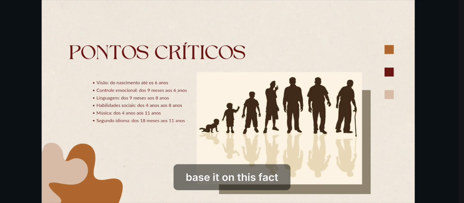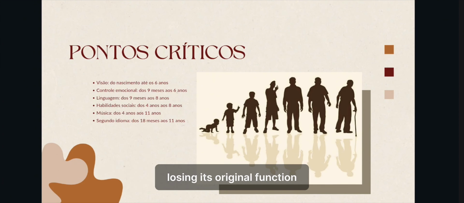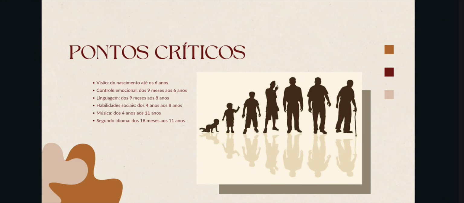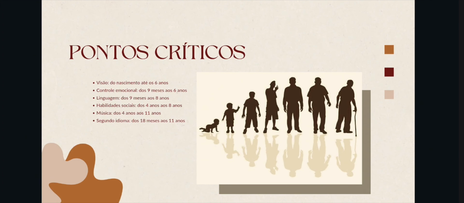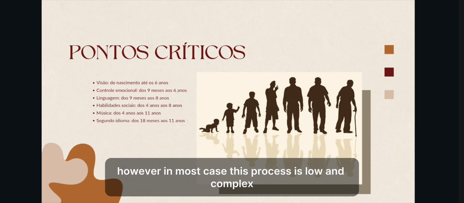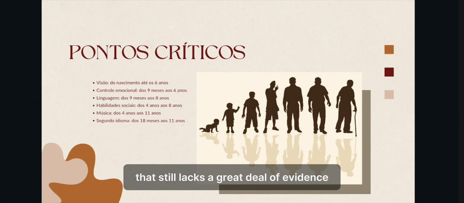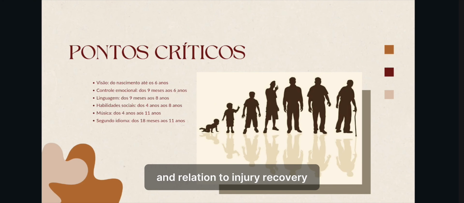Based on these facts, it's also possible to analyze that after some trauma, there are indications that a region of the brain, upon losing its original function, undergoes a process in which neurons reorganize in other ways to compensate for this issue. This is similar to what was discussed in the section about brain lobes. However, in most cases, the process is slow and complex, being an area of study that still lacks a great deal of evidence regarding the real capabilities of brain plasticity and its relation to injury recovery.